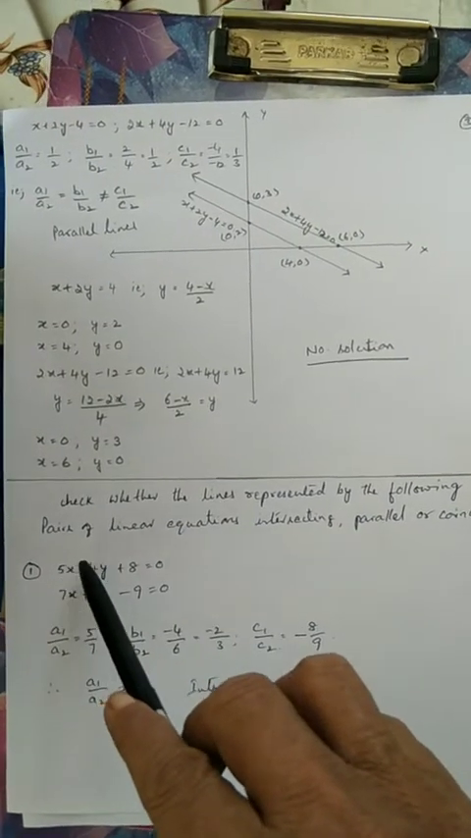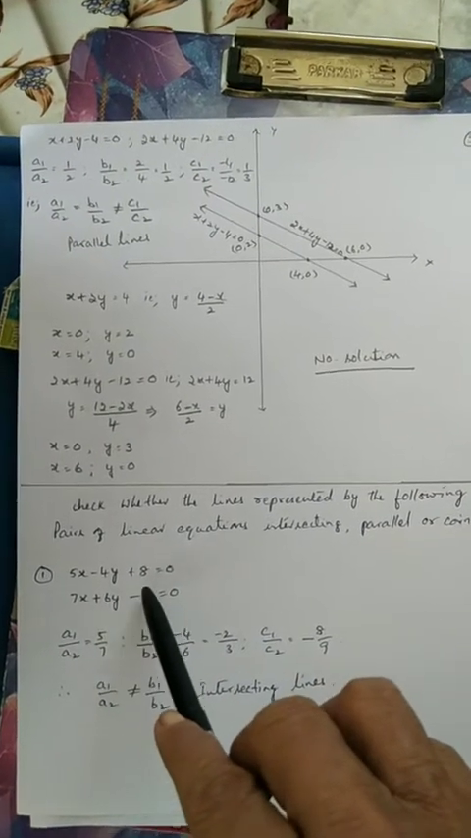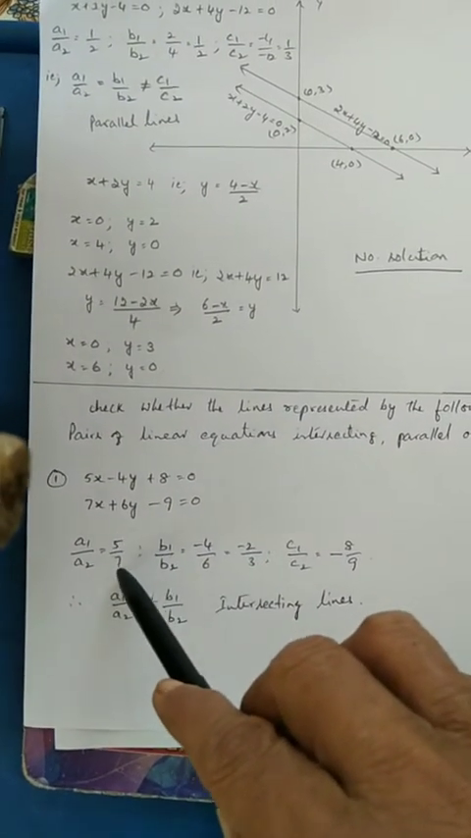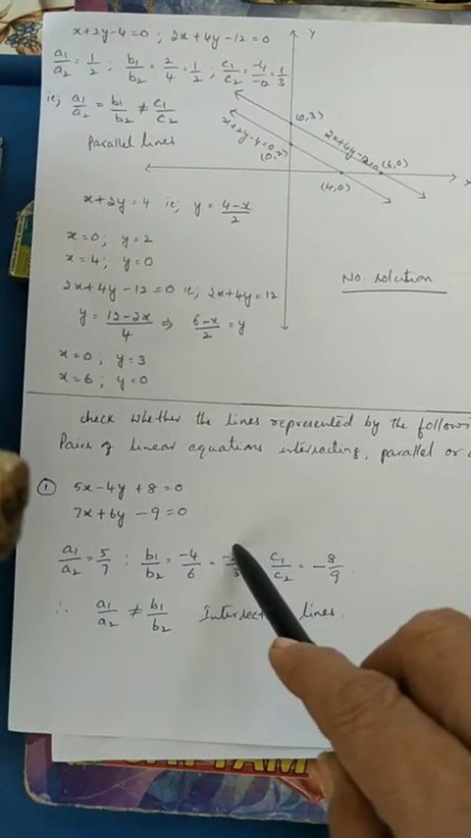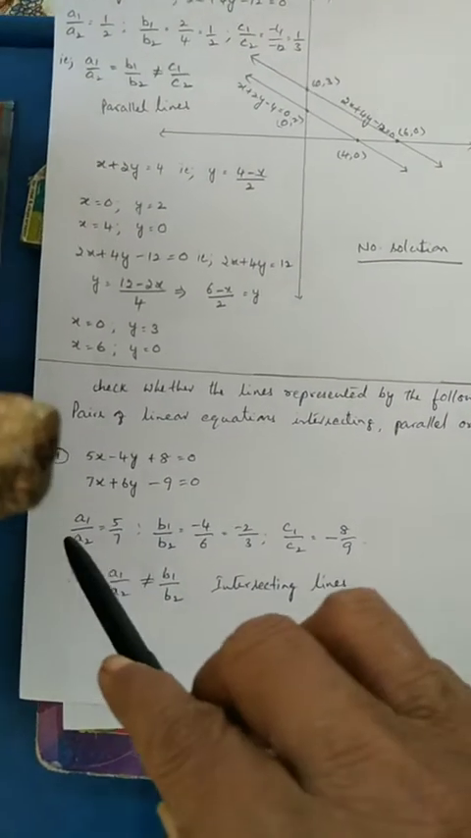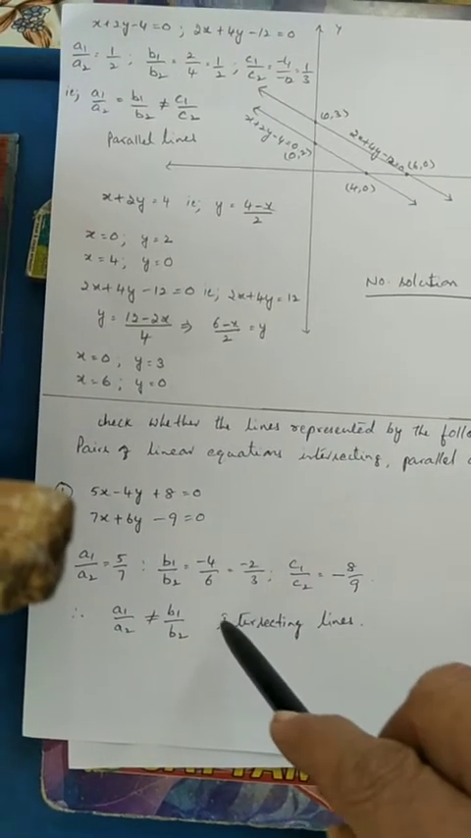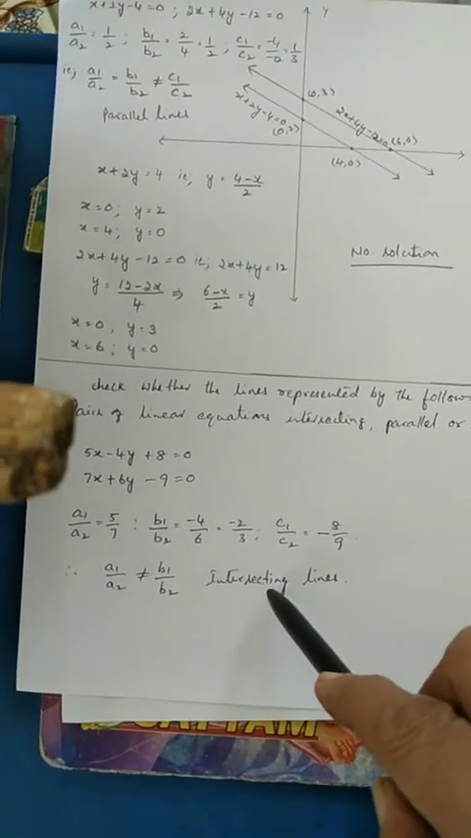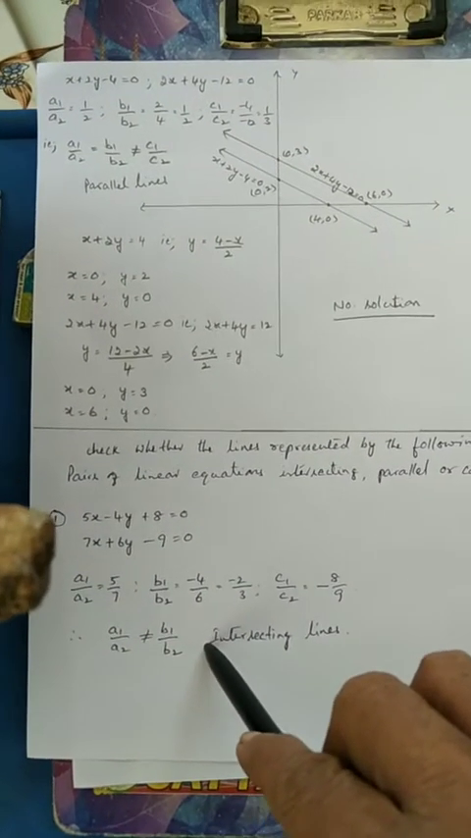One equation is given: 5x minus 4y plus 8 is equal to 0, and 7x plus 6y minus 9 is equal to 0. Now if you see, A1 by A2 is 5 by 7, B1 by B2 is minus 4 by 6, that is minus 2 by 3. C1 by C2 is equal to minus 8 by 9. So what we observed is A1 by A2 is not equal to B1 by B2. So if this is the case, we can say that these two lines are intersecting lines. We can tell the nature of the lines without doing the graph.